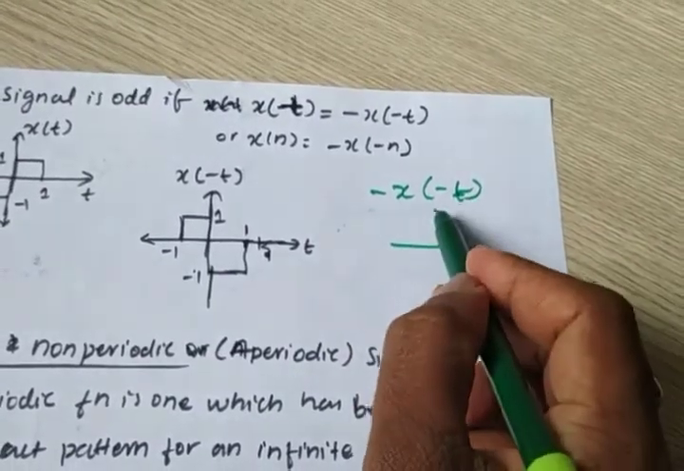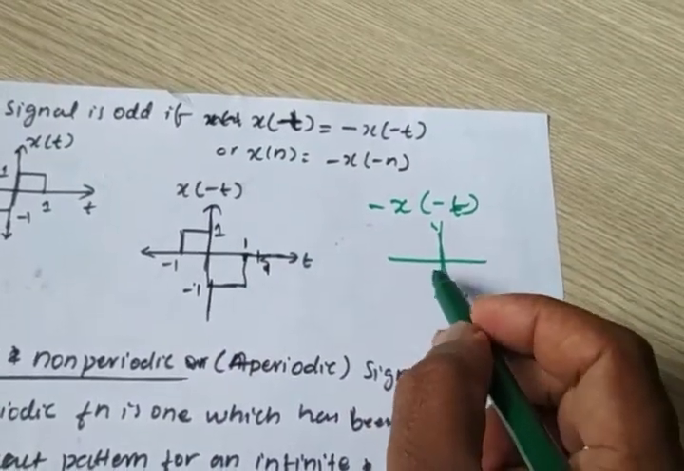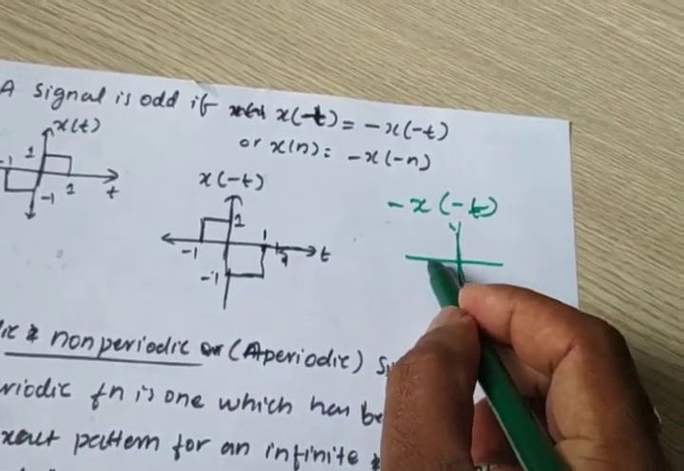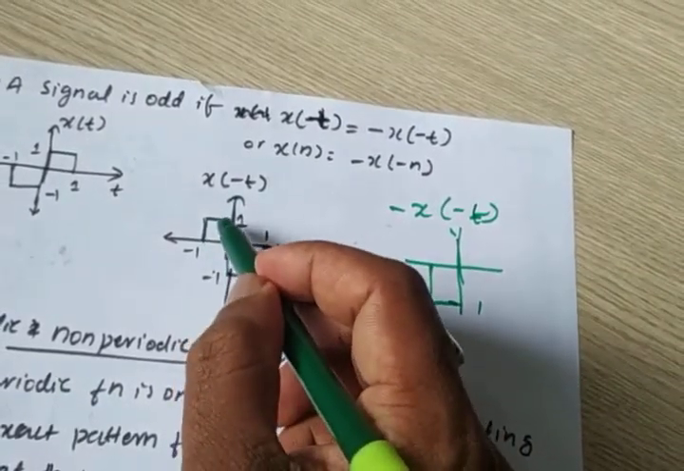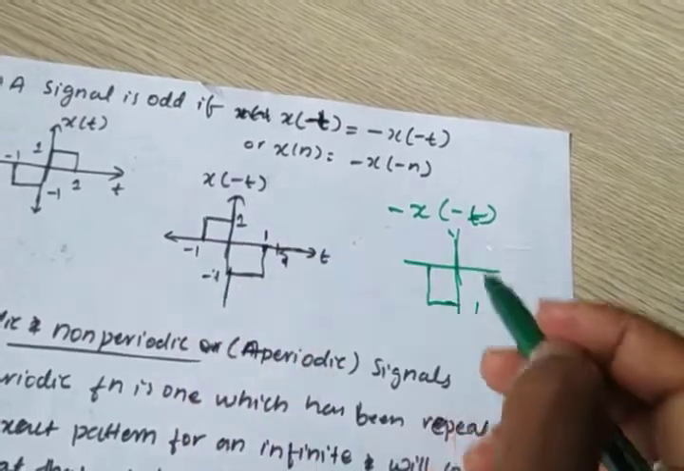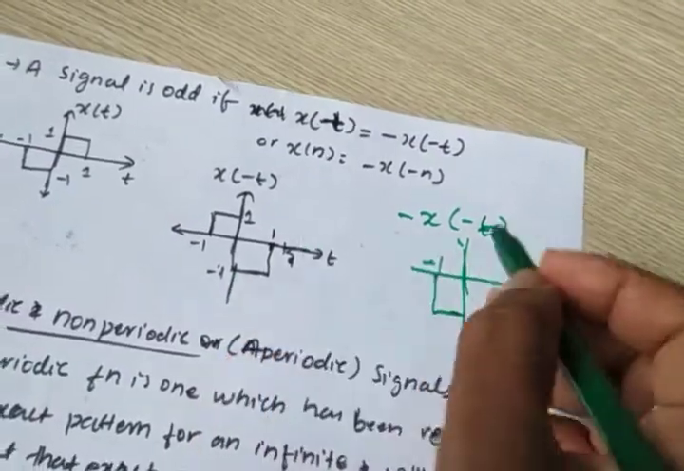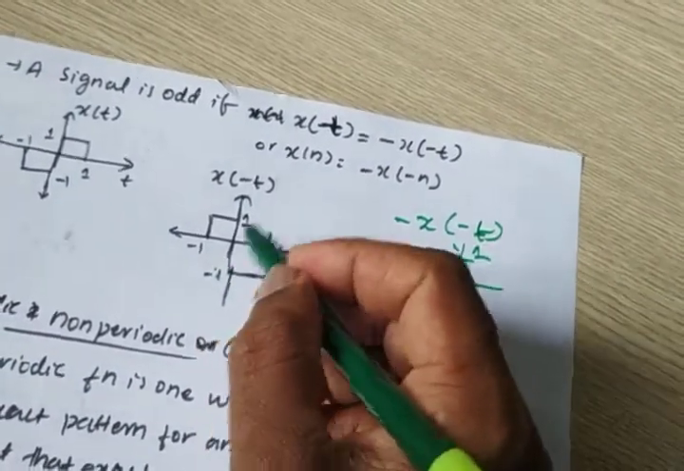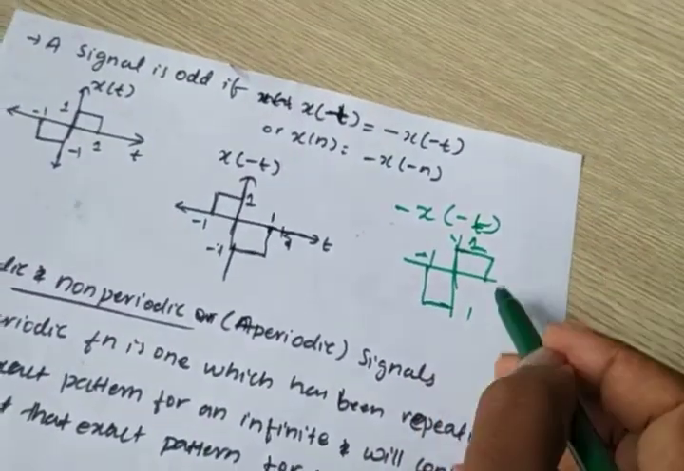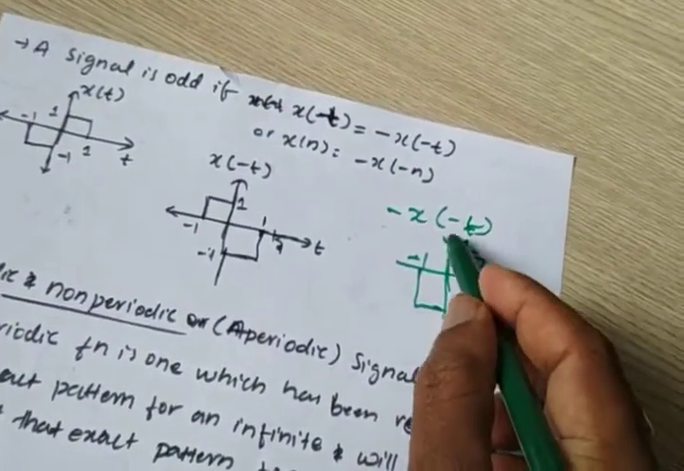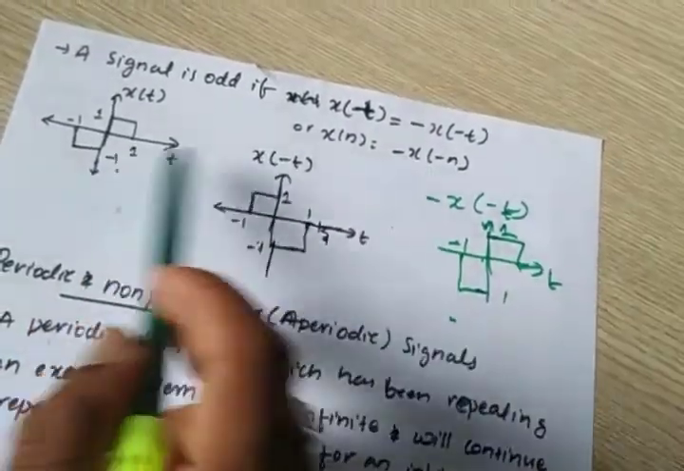At that time what happens is this plus 1 becomes minus 1 and the signal goes like this, because this area, this 1 becomes minus 1, so this signal goes downwards. It will be like this. And this minus 1 becomes plus 1 and this signal goes upwards. Why? Because of the negative sign here. So what is this? This looks like the original signal, right? These two are original. This looks like the original signal.